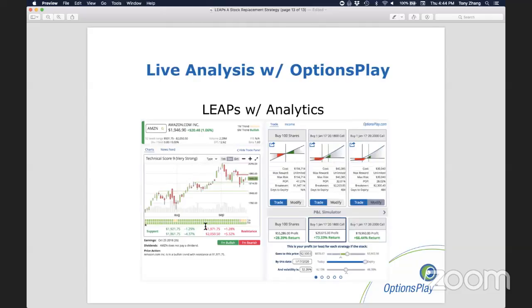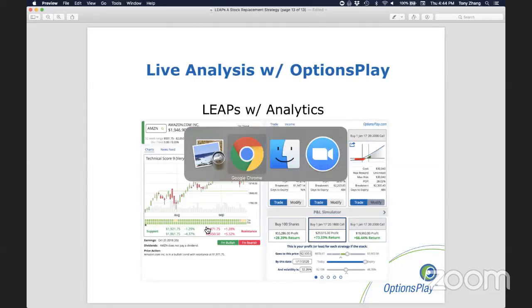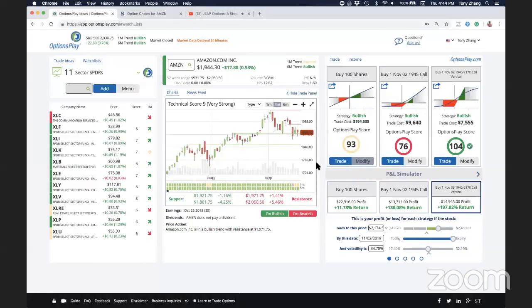So with that, let's take a look at some live examples of leaps. What I have here is Options Play. For those of you that are brand new to Options Play, welcome. I hope you have the ability to sign up for a free trial and check this out. This is the platform itself. It's divided into 3 sections. We have trade ideas and watch lists here on the left.